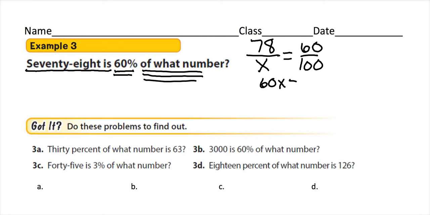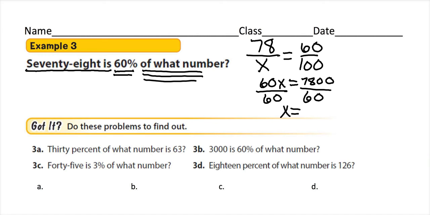78 times 100 is 7,800. Okay, so we had easy multiplication, which means our division is going to be difficult now. Okay, so you'll grab your calculator then. Let's type that in. 7,800 divided by 60.